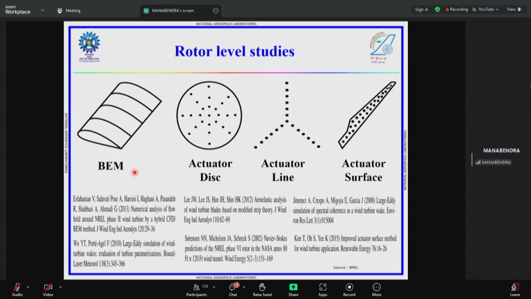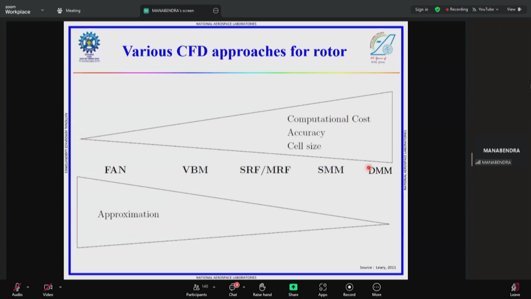Then, when it comes to the rotor level, there are various approaches like the blade element momentum theory, the actuator disk, the actuator line, or the actuator surface, which have been adopted by the community. And these are also implemented in some way in the OpenFOAM framework. The basic difference is the computational cost associated with each of these approaches, and the approximation. So basically, the fan model is nothing but the actuator disk model, which is highly approximate, but the cost of computation is low. The virtual blade model is an identical thing to the blade element momentum theory. Again, here the approximation is a little lower compared to the actuator disk, but still there, and the computational times are also relatively more.